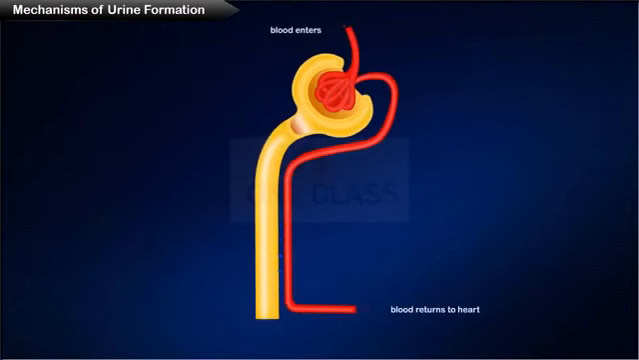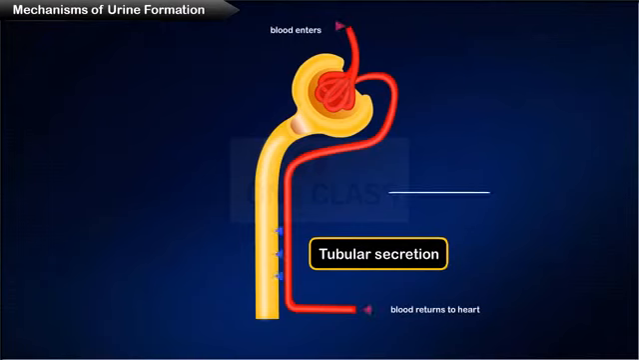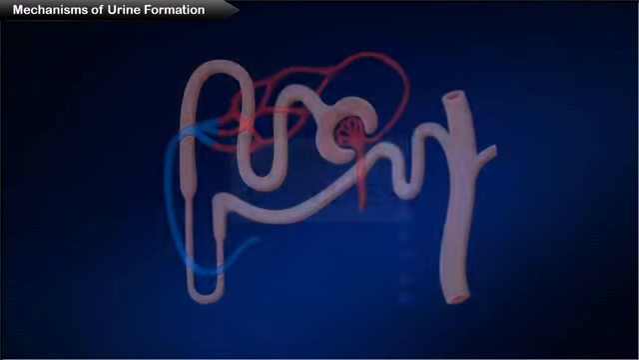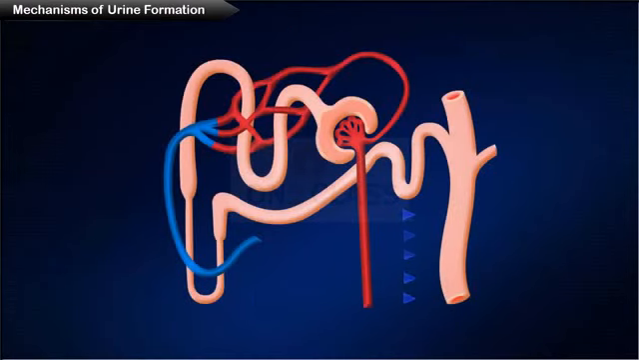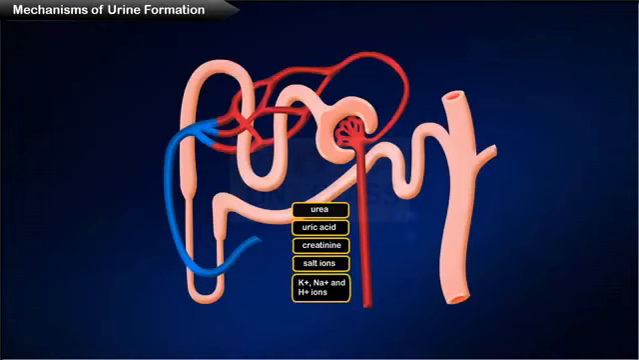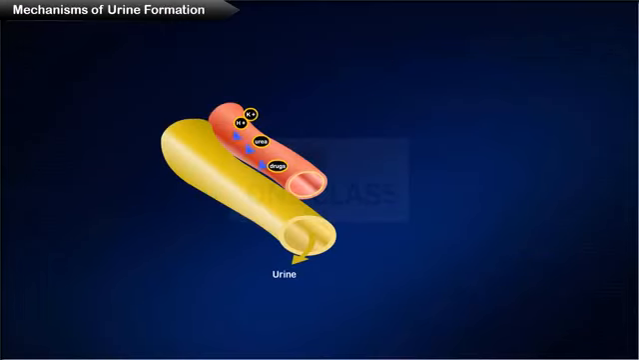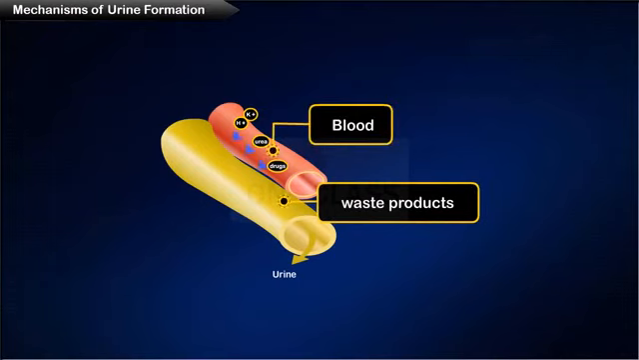The third step of urine formation is called tubular secretion. It is the transfer of materials from peritubular capillaries into the lumen of the renal tubule. Here, there is an active transport of waste products such as urea, uric acid, creatinine, and salt ions like potassium, sodium, and hydrogen ions from the peritubular capillaries containing blood into the urinary tubule. This process helps in the removal of all the waste products from blood.